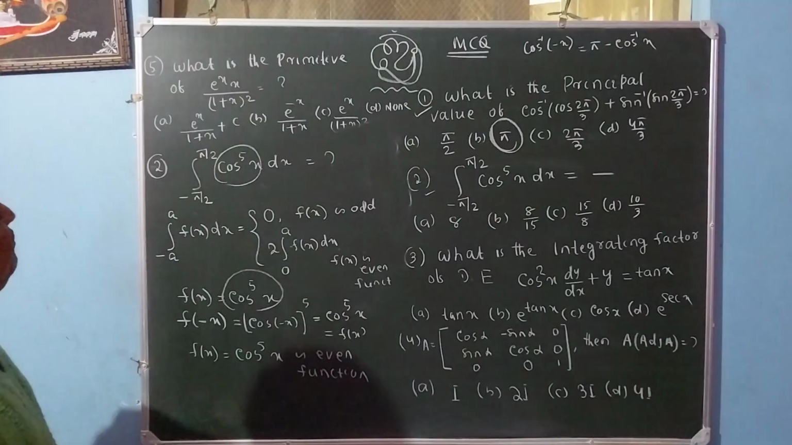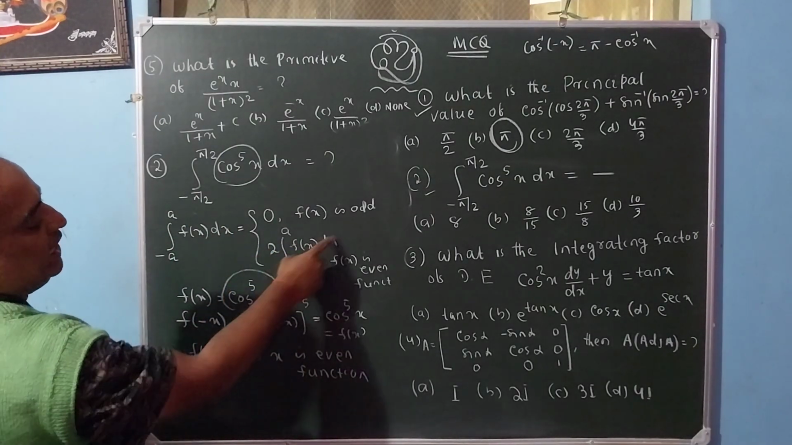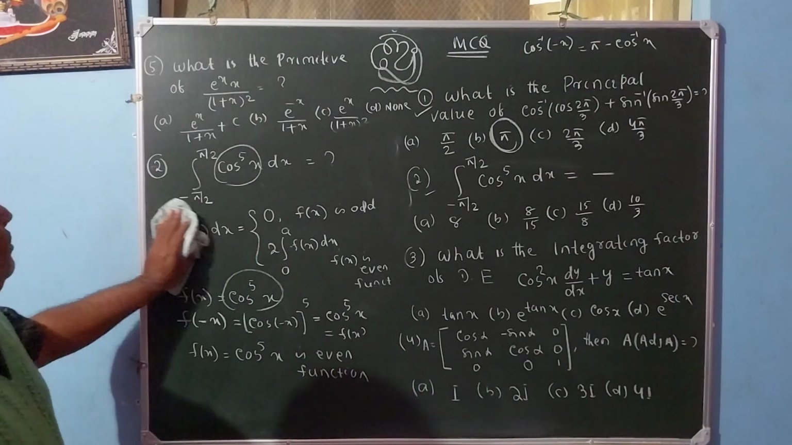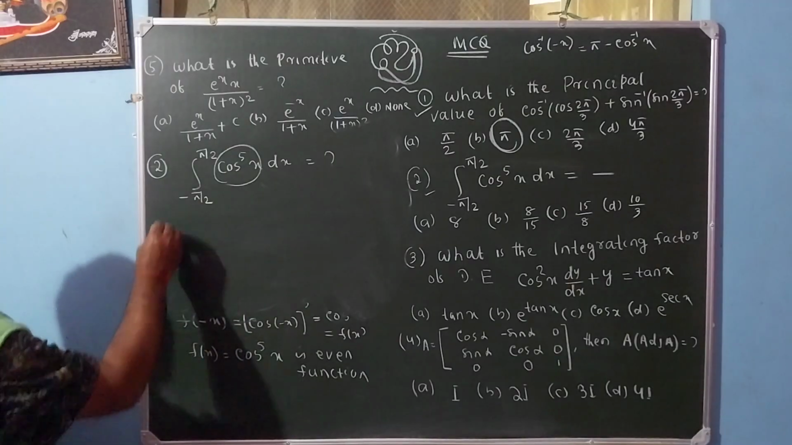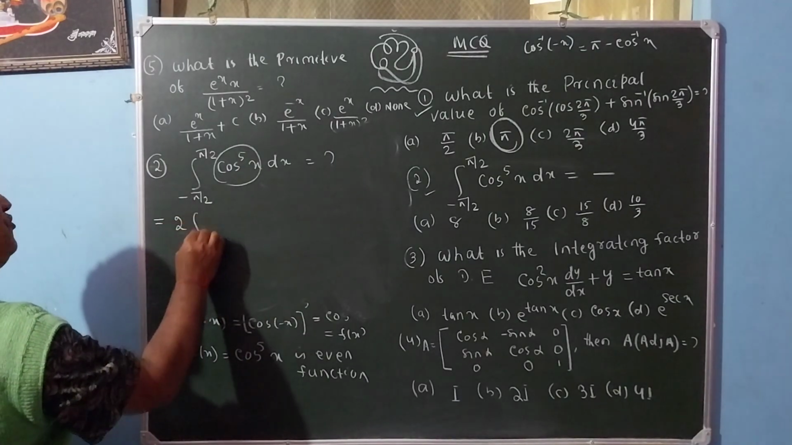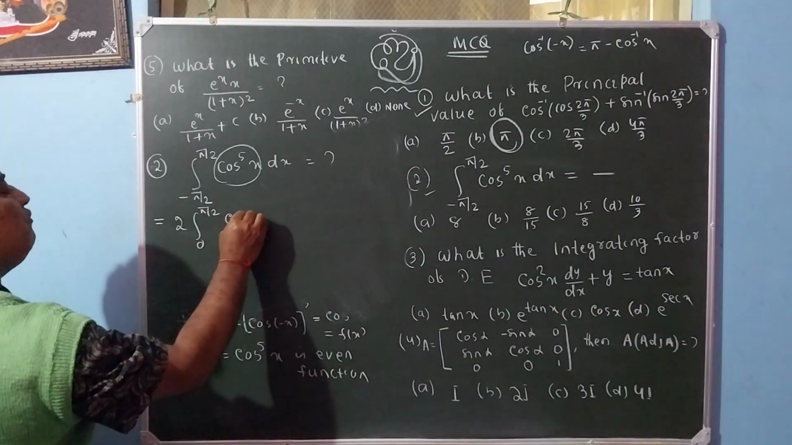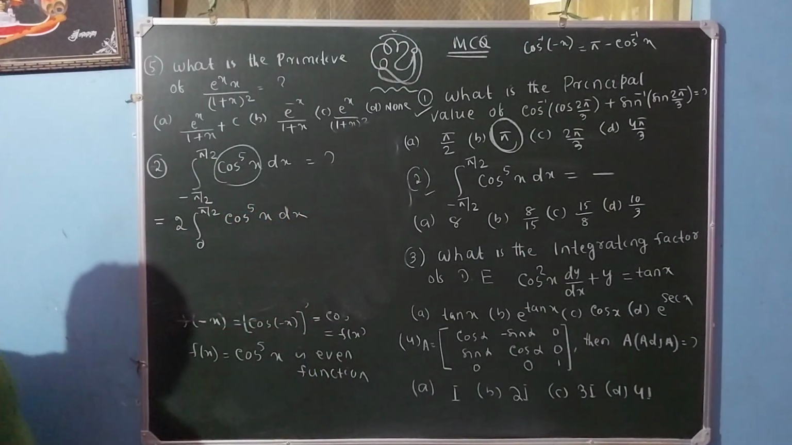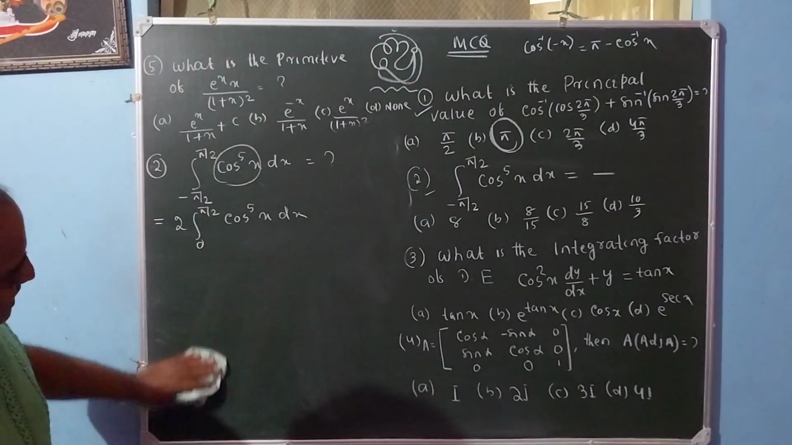When it is an even function, then applying this formula, 2 times integration from 0 to a of f(x) dx. Okay, so write down, this can be written as 2 times integration from 0 to pi by 2 of cos to the power 5 x dx.